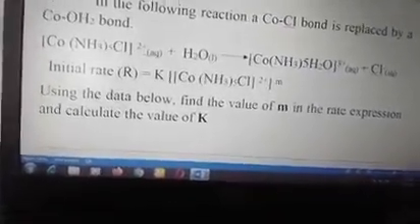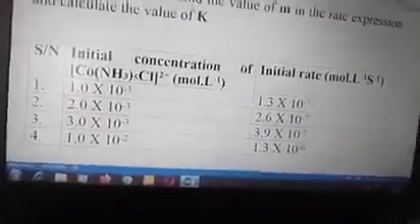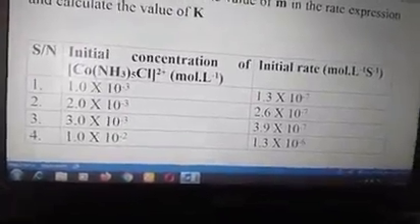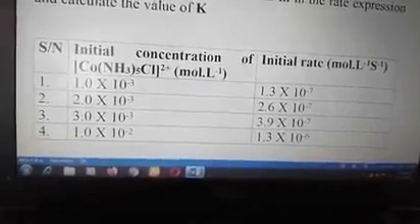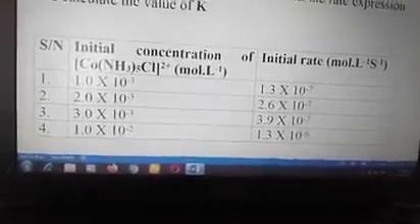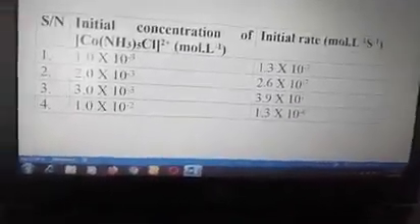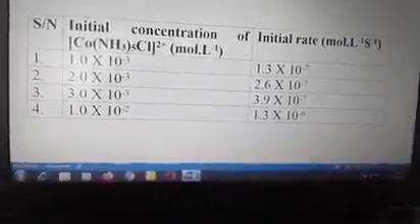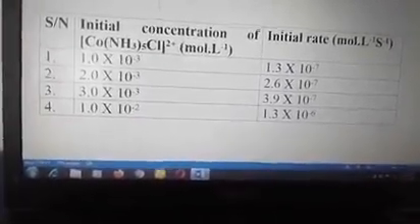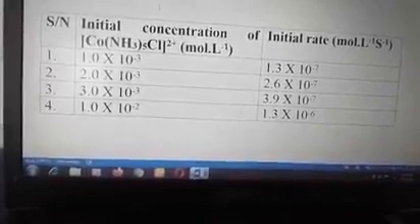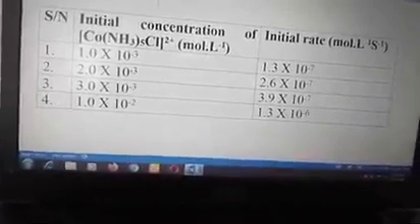So let's look at the table once more. You see that we are given the concentration of cobalt complex and the initial rate of reaction, while the concentration of water was not provided in the table. So that is why we did not talk about water concentration. All we have to do here is to consider any two sets of data, any two experimental sets, either 1 and 2, 1 and 3, 2 and 3, 2 and 4, or 1 and 4. Choose any two and divide their rates and also divide their concentrations.